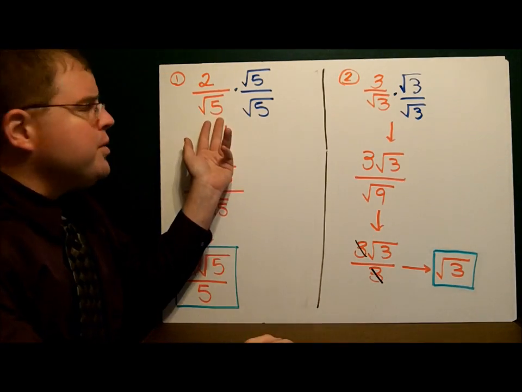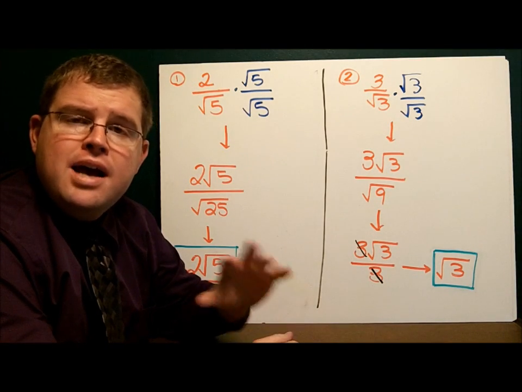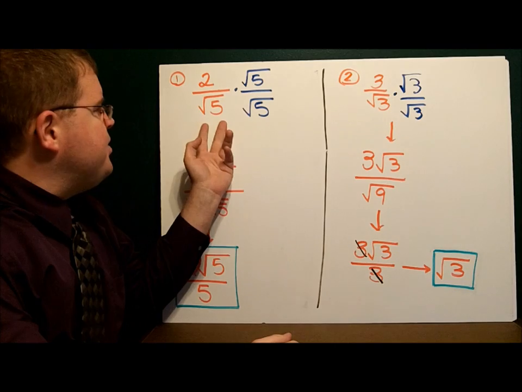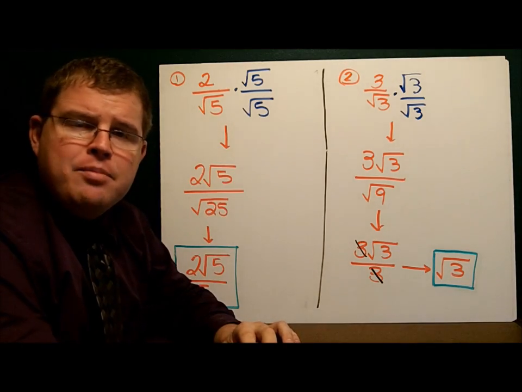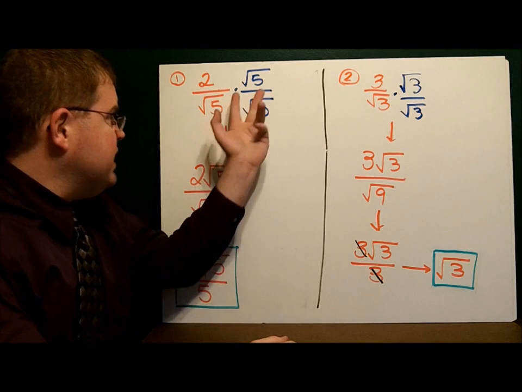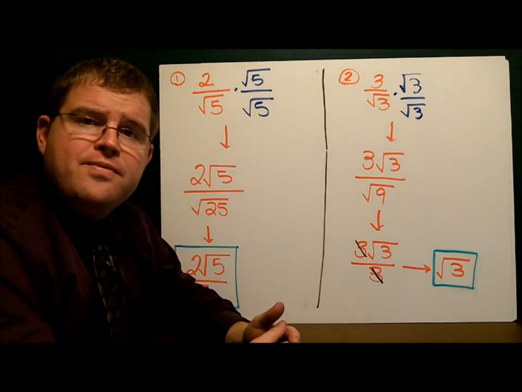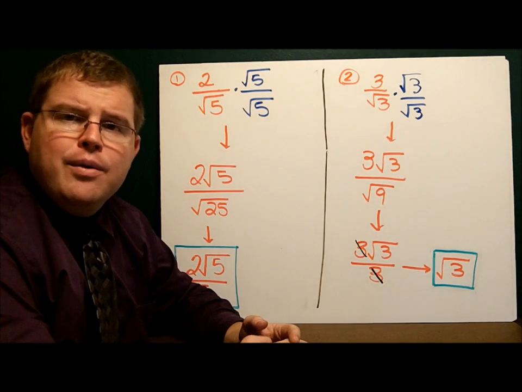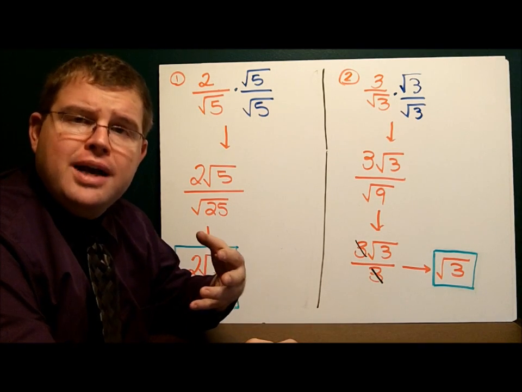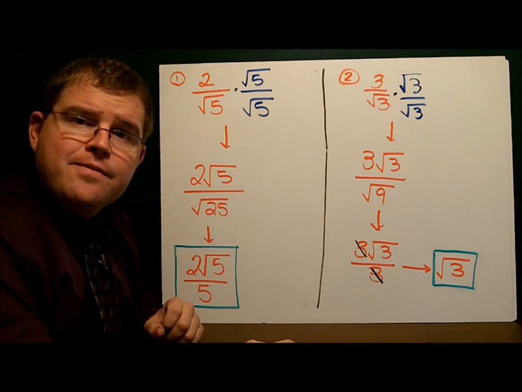So what I do is, notice I have a square root of 5 in the denominator. I'm going to take whatever that square root is in the denominator and multiply it on the top and on the bottom. So I'll multiply by the square root of 5 over the square root of 5. Now up top, when I do that, I have 2 times the square root of 5. That gives me 2 square roots of 5.